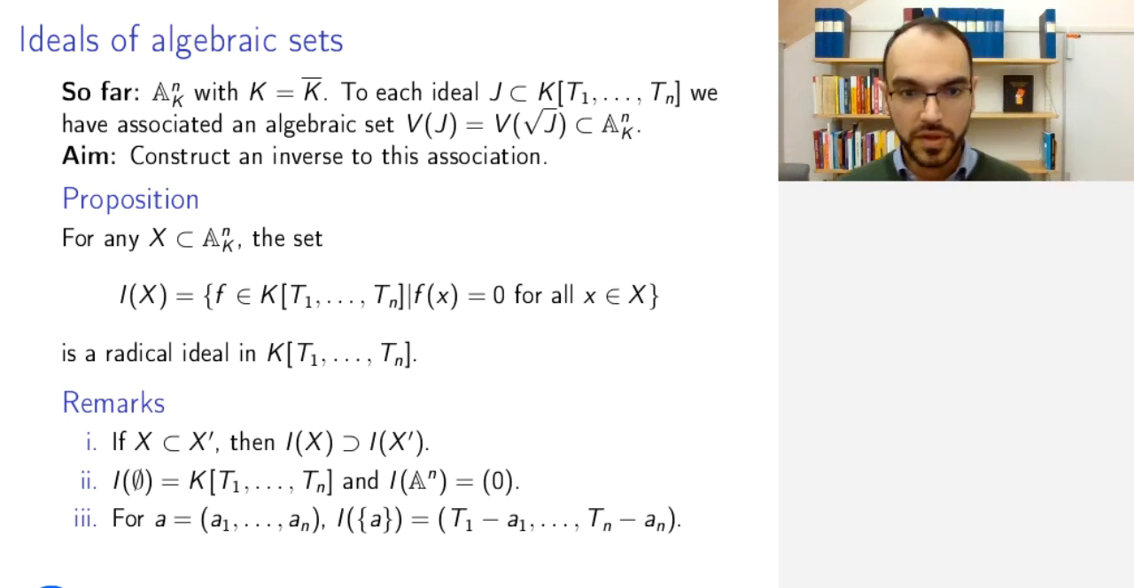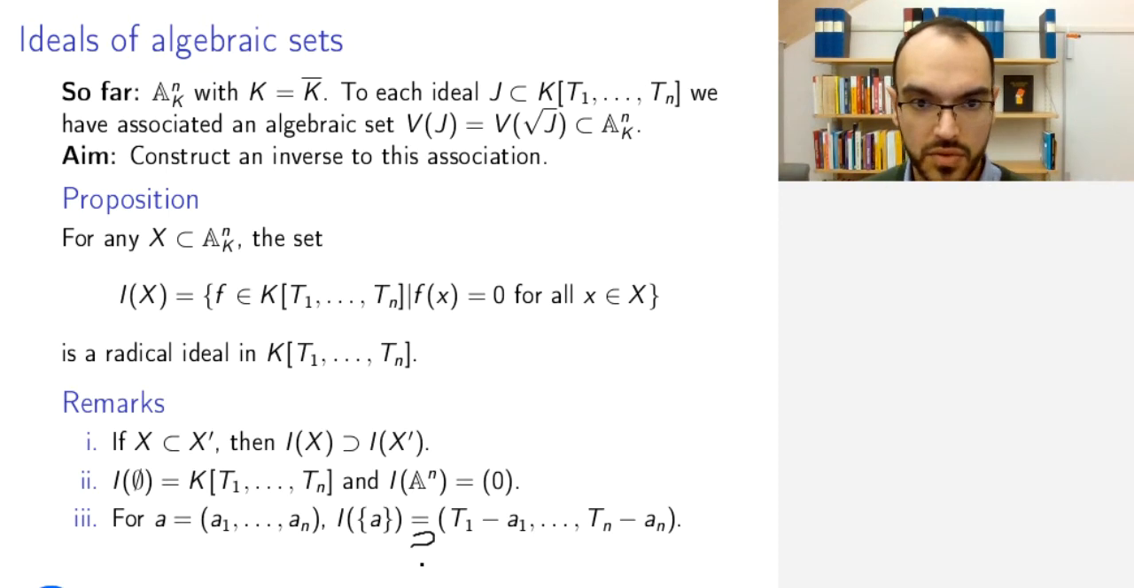If you take a point, then its vanishing ideal is the ideal generated by the coordinate functions t1 minus a1 up to tn minus an. So why is that? The inclusion in this direction is straightforward, because if you have any of these functions, then it will vanish on this point, and so the ideal generated by them vanishes too.